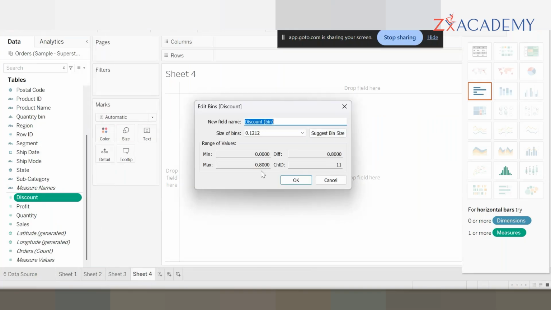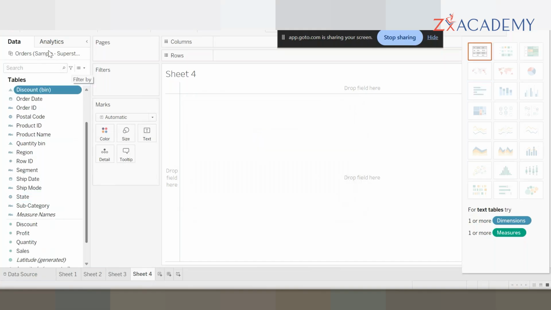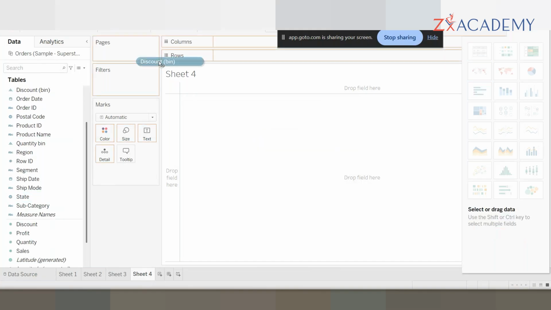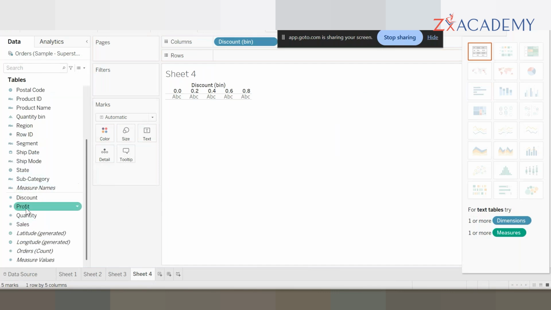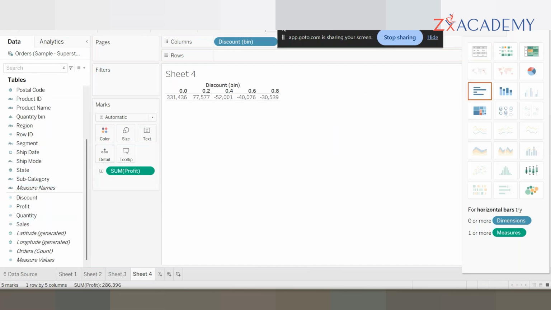Okay, so we can see 0 to 80%. I want to give a bin of size 20. So I'm just creating a discount bin with a size of 20. You can see there is a bin which has been created. Now for each discount bin, I just want to know what kind of profit I'm getting. So I just double click on the profit, or I can put profit in the columns here.